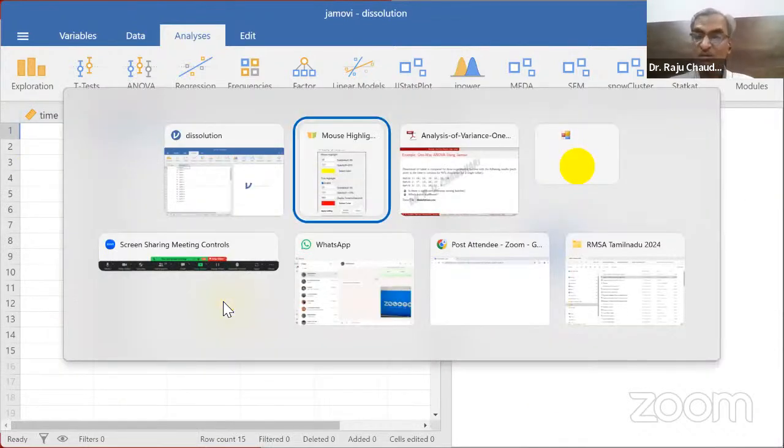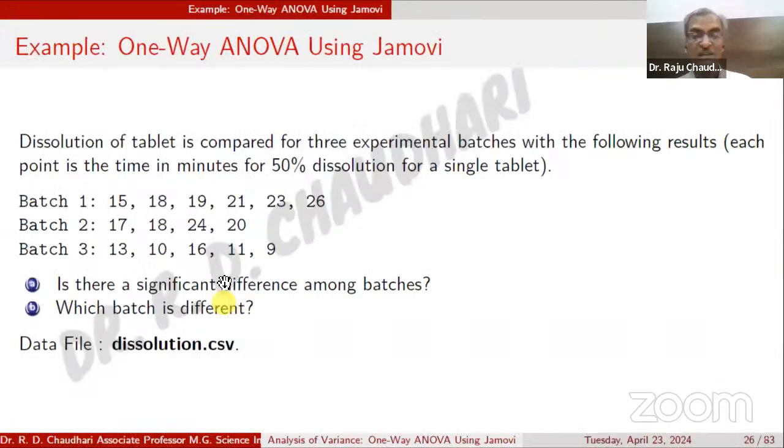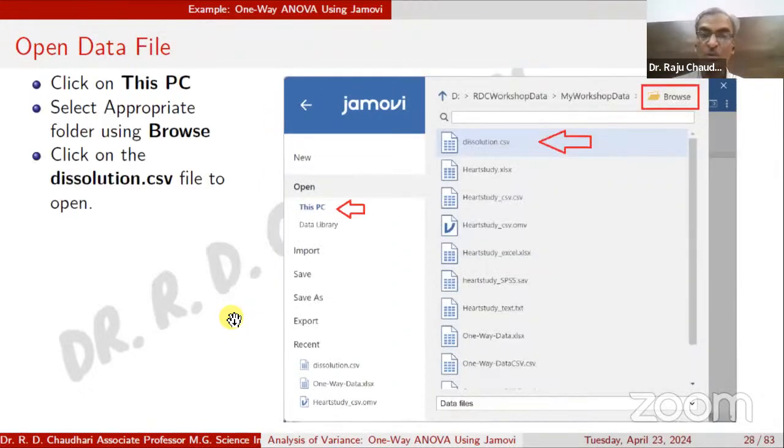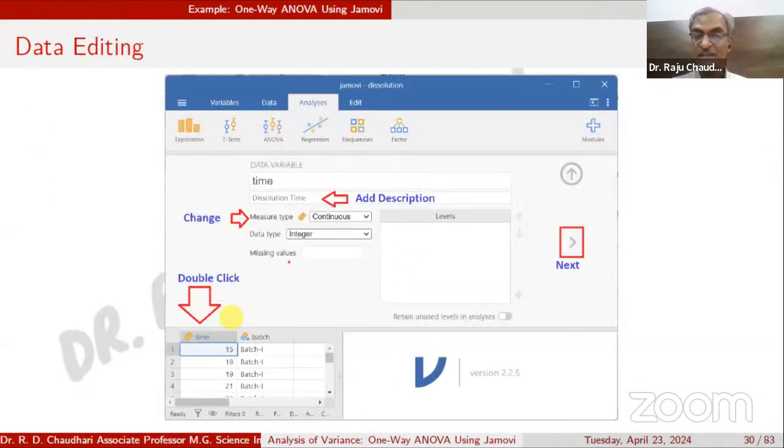Now once we have the data, what is the problem here? Is there a significant difference among the batches with respect to the 50% dissolution time? Our question is whether the mean 50% dissolution time is the same or different for the batches. So that we want to compare. And if there is a significant difference, then which batch is different? So this is how we can open the data file, and then we can just change the labels, the data editing part.